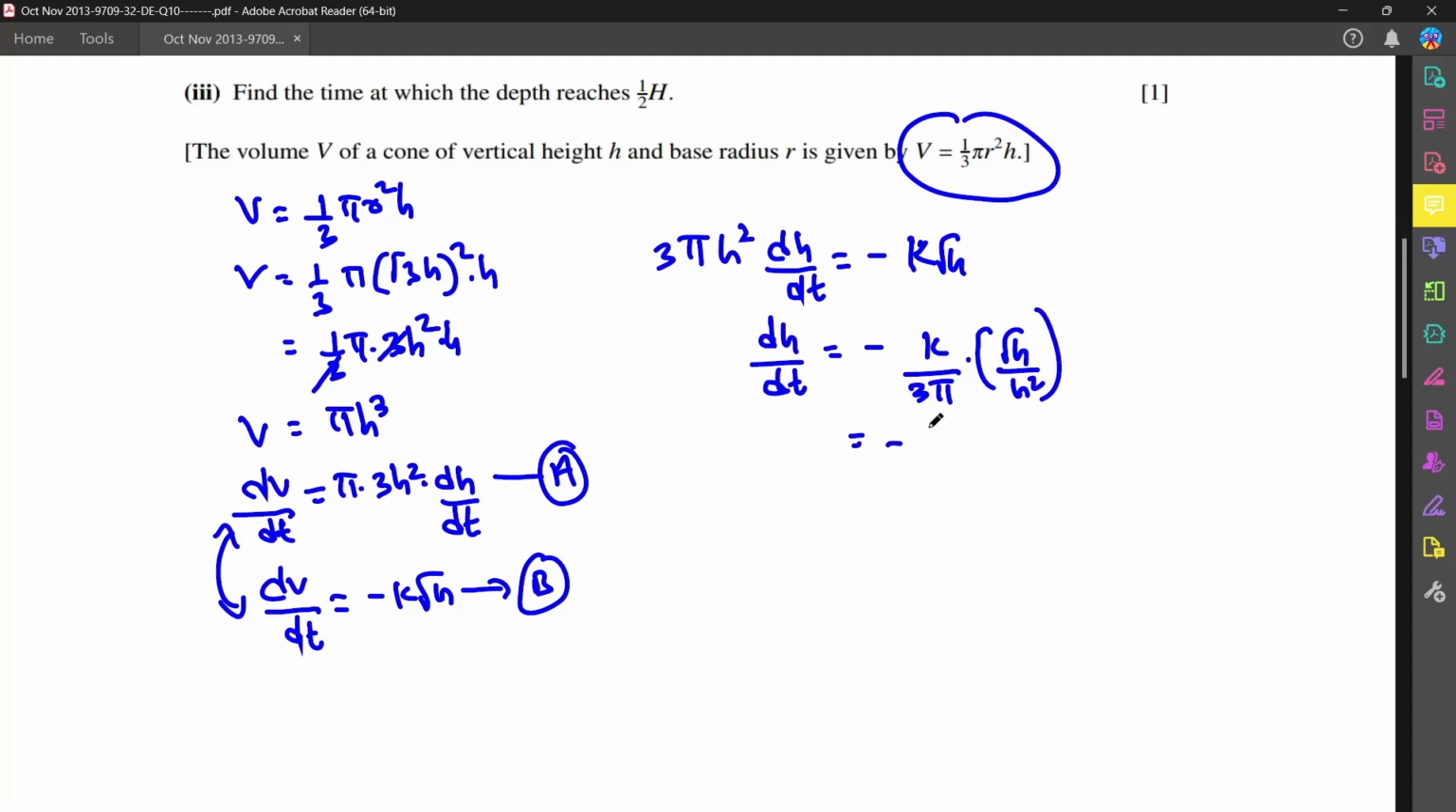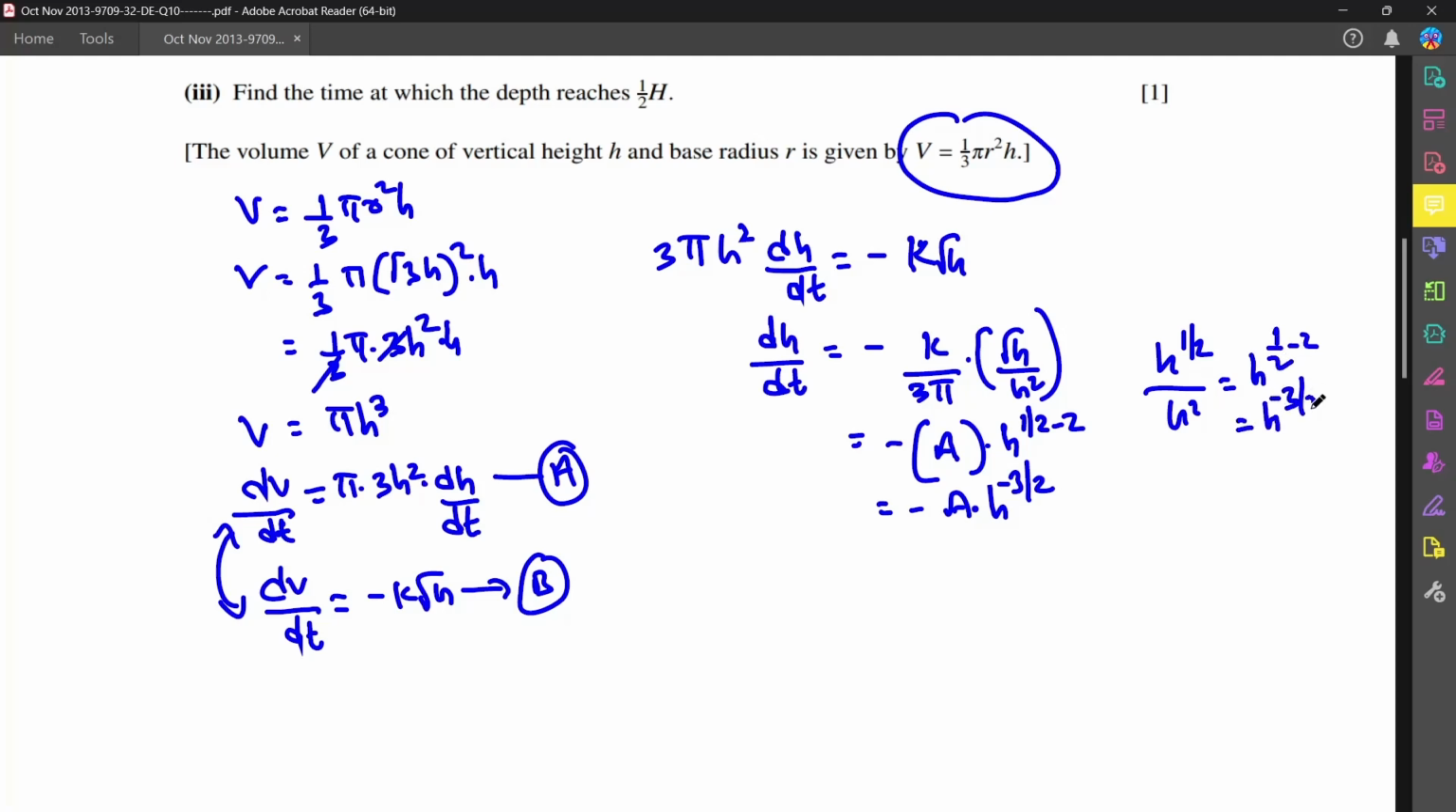So that will give you minus, and if you consider the entire constant k by 3 pi as a, here you get h to the power half minus 2, which gives you minus a h to the power minus 3 by 2. Remember the rule, h power half by h squared is h power half minus 2, therefore h power minus 3 by 2. And also remember, a here in this case is nothing but k by 3 pi. This is the first part you needed to prove.